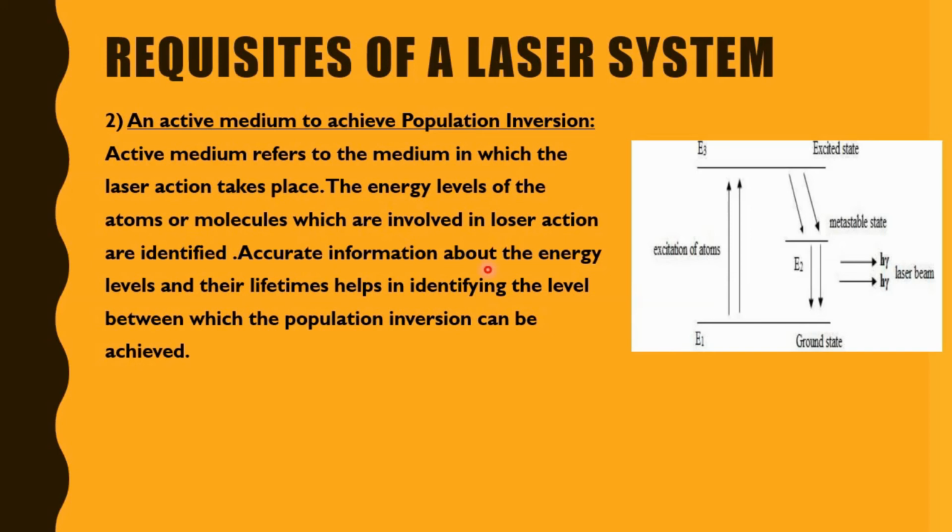So what we have learned in population inversion is that it will move from the ground state to the E3 state, then without taking much time it will directly move on to the metastable state. So in the active medium, to achieve this population inversion, we get accurate information about the energy levels and their lifetimes, to identify the levels between which the population inversion can be achieved.